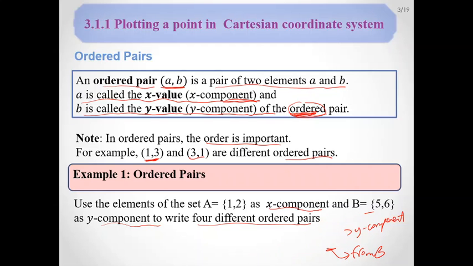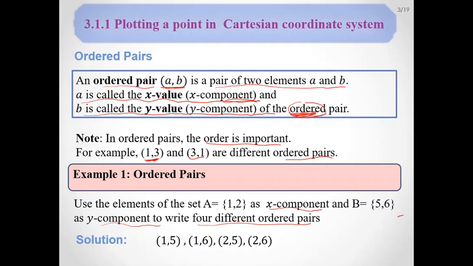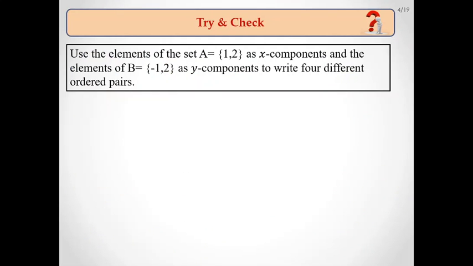So we will have 4 options then, 4 ordered pairs. So (1, 5): we take 1 from here as X component, 5, and then 1 again from here, and 6 from B. Then (2, 5), 2 from A and 5 from B, and 2 from A and 6 from B. So we have 4 ordered pairs.